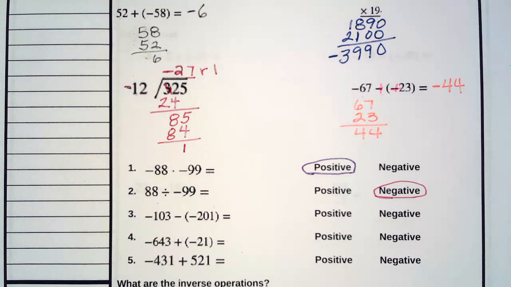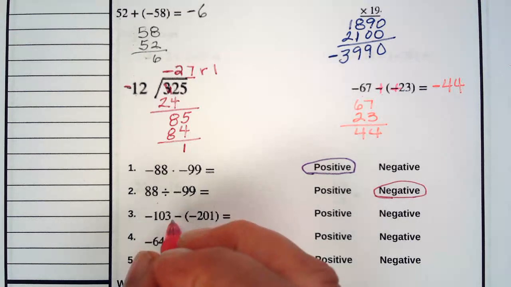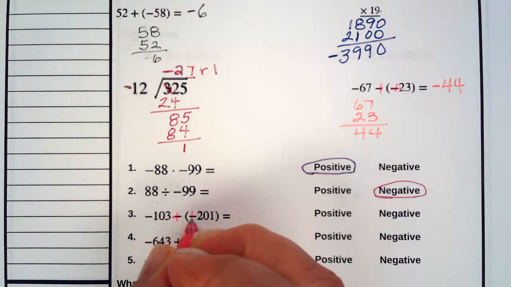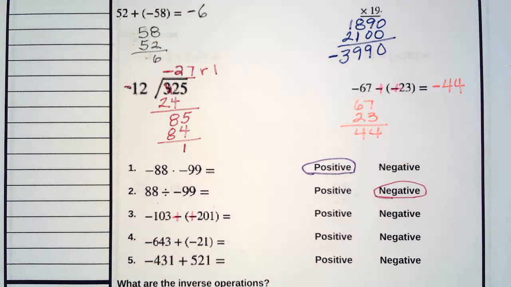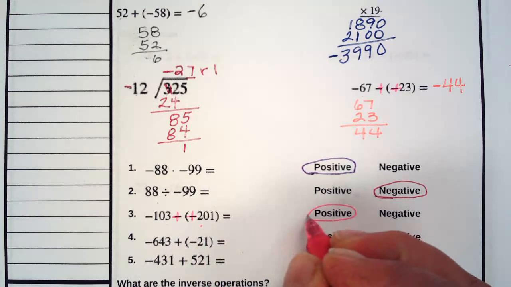What about the next one? We don't subtract the negative, we plus the positive. Okay, one's positive, one's negative. How do I know if it's going to be positive or negative? Well, I'm going to look at the bigger number. I've got 201 and I've got 103. 201 is the bigger number. It's also positive. So this one will become positive.